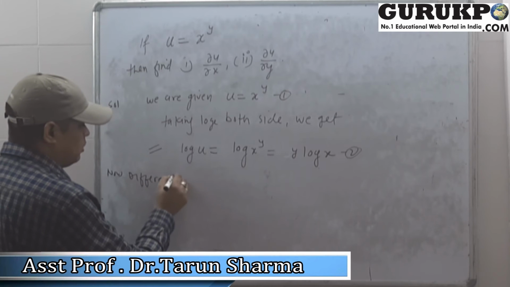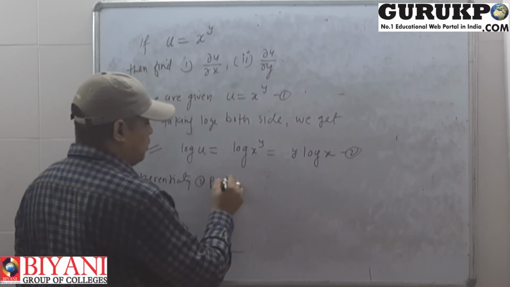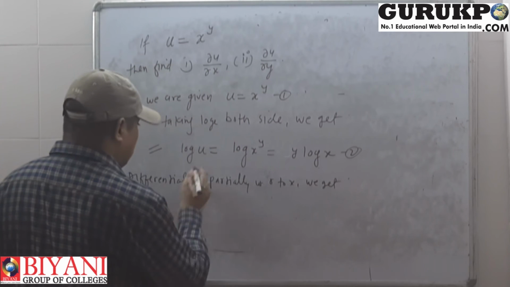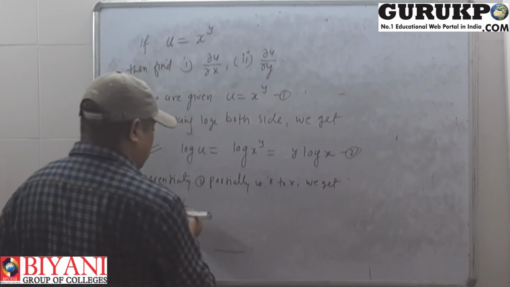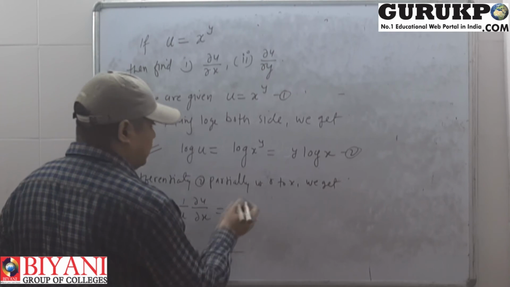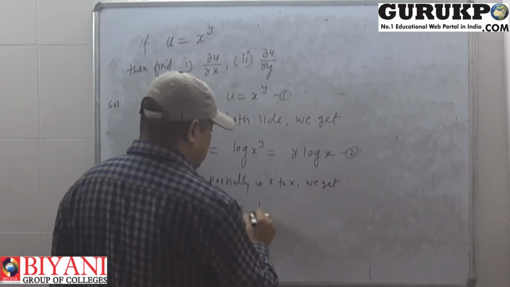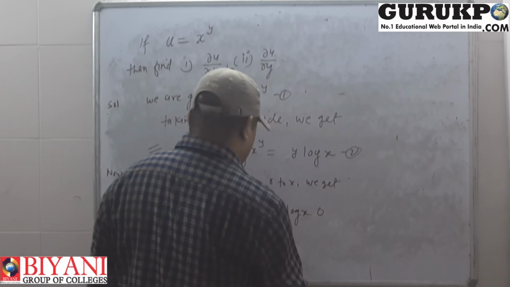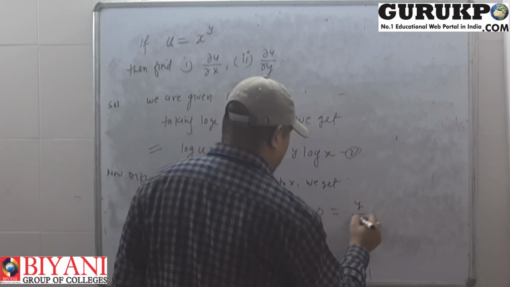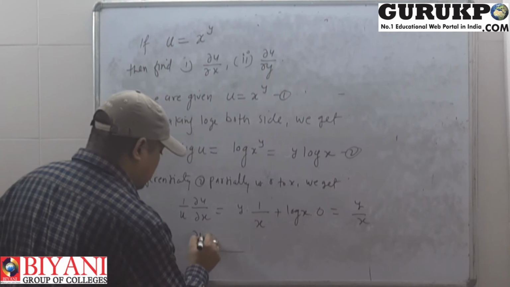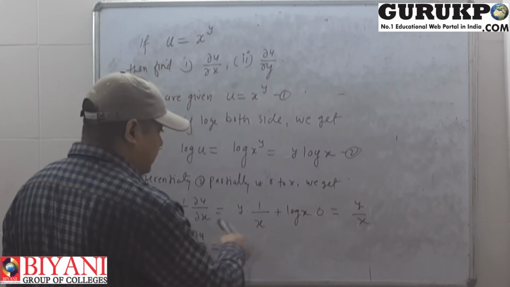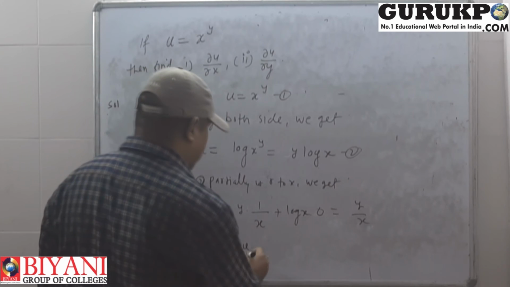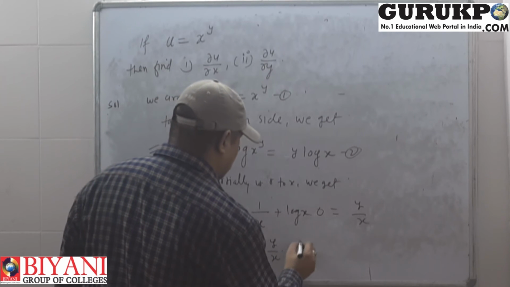Now differentiating 2 partially with respect to x, we get: differentiation of log u will become 1 by u, and derivative of u is del u by del x, and y is a constant. Differentiation of log x is 1 upon x, plus log of x times the differentiation of y, which is 0. Therefore, it will become y by x. So del u by del x is nothing but, we will multiply u from that side, then it will become y upon x into u, and u is what? x to the power y. So y upon x into x to the power y.